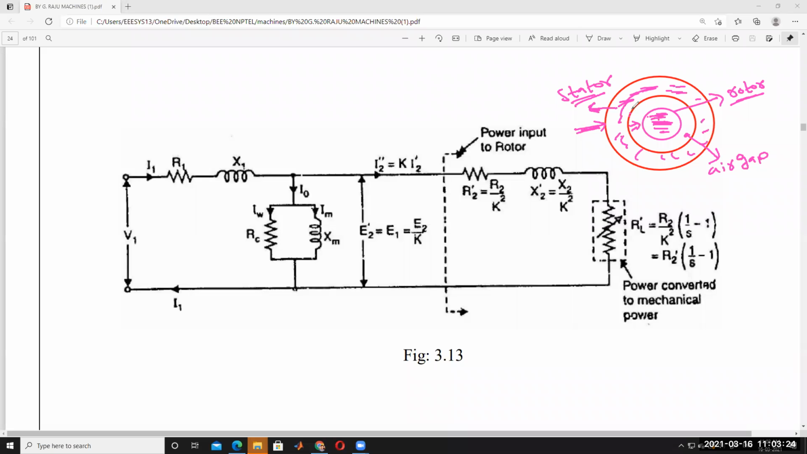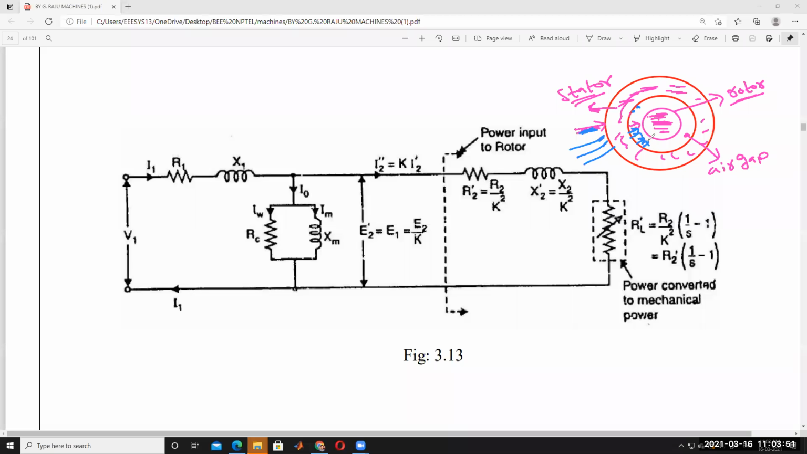This is called stator output. Here, stator output we are getting from this. Stator input: we are giving the power supply through the three phases, R, Y, B. So that is called stator input, and this is called stator output.